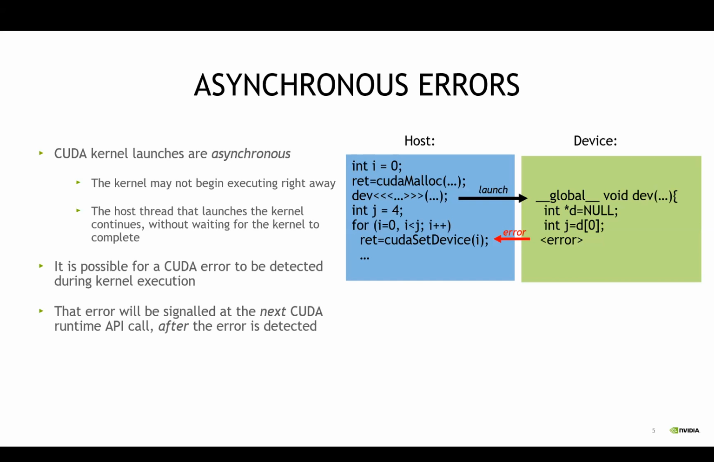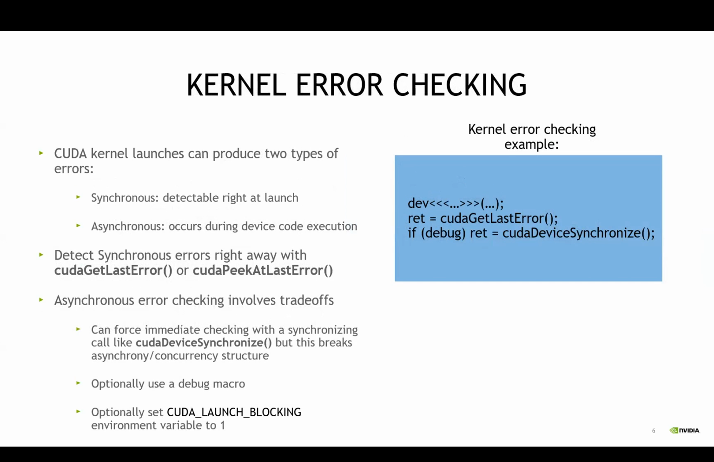So in order to handle these errors, we're going to have to think about this asynchronous nature carefully. And we're going to probably make some trade-offs in terms of the behavior that we would like to achieve with our code and the clarity of the error reporting that's going on. Okay, so let's talk about that trade-off. A typical kernel error checking example is given on the right-hand side.